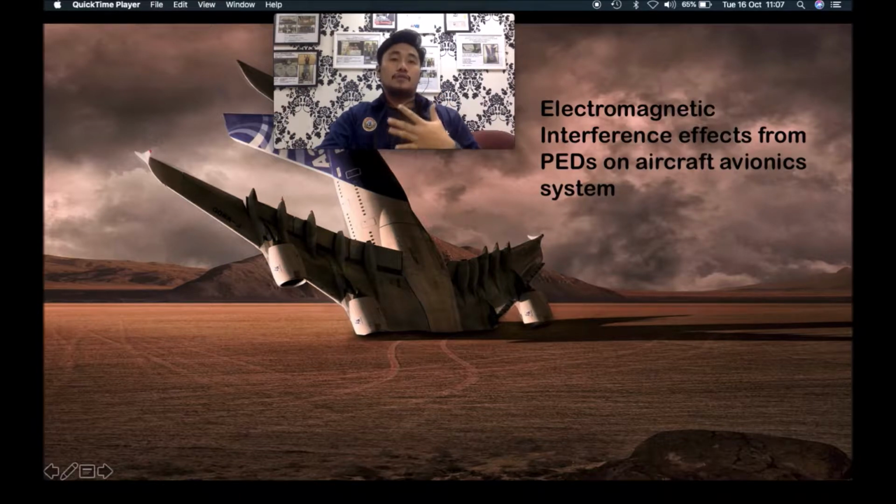The scope of our project is the research on electromagnetic compatibility, which is EMC, and the effect of EMC, which is electromagnetic interference from personal electronic devices on aircraft avionics systems.